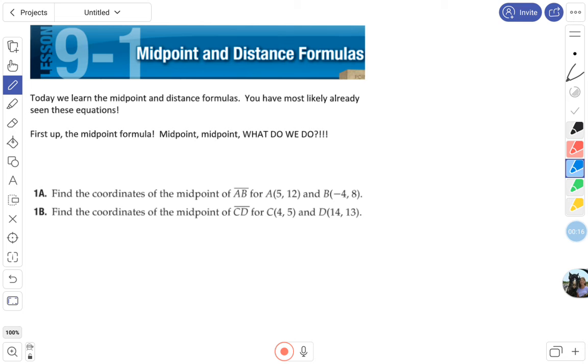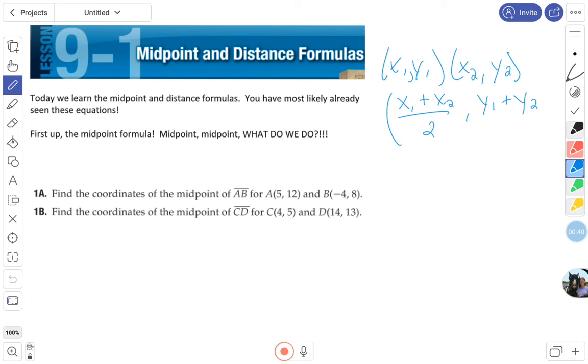You're going to be given 2 points, x1, y1, and x2, y2. And the formula for this is going to be x1 plus x2 divided by 2, y1 plus y2 divided by 2. So that's what they mean when they're saying midpoint, midpoint, what do? Add them together and divide by 2.